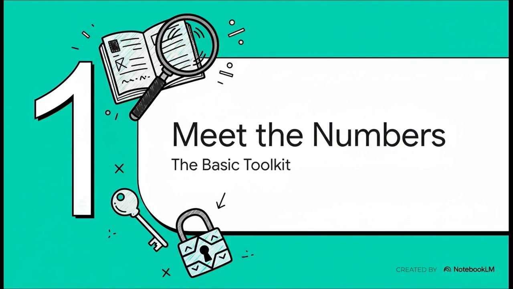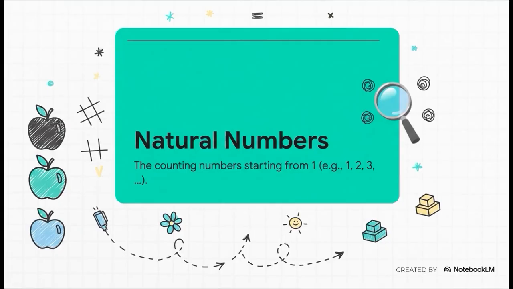Okay, first things first. Every good detective needs a toolkit. So before we start cracking codes, let's get to know our basic numbers and some of the keywords we are going to be using. Let's start with the absolute basics, natural numbers. These are just your classic everyday counting numbers. You know when you count anything? Apples, friends, whatever. You always start with 1, 2, 3 and you just keep going.